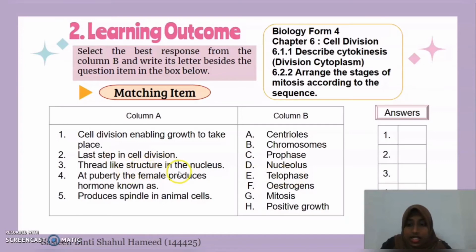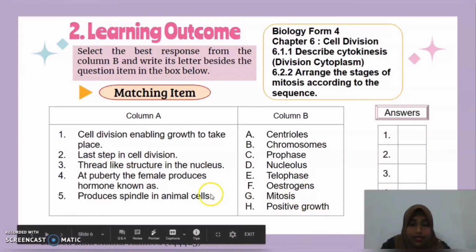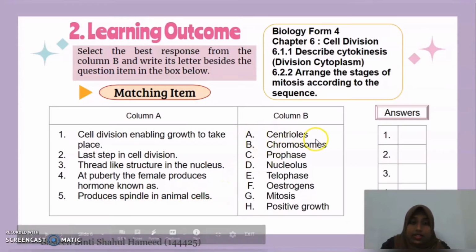Thread-like structure in the nucleus, the answer is B, chromosomes. And the fourth question, at puberty, the female produces a hormone known as estrogens, F. And the final question is produces spindle in animal cells, which the answer is A, centrioles.